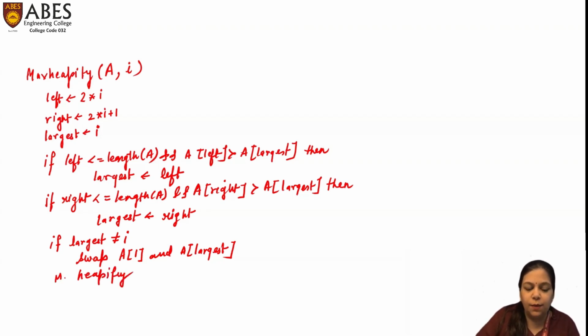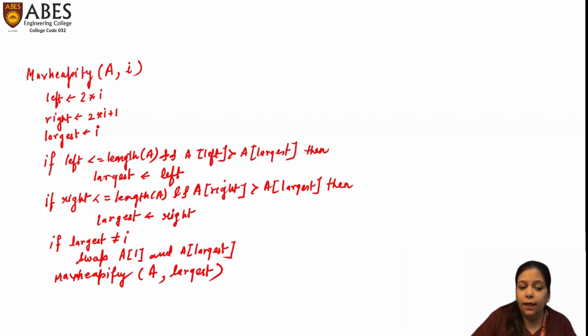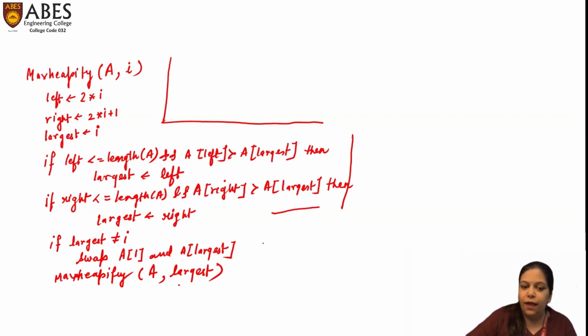The name of the function is max heapify. This can be done by again calling this max heapify function with the same array, but now we are heapifying the swapped value, right? And the swapped value is nothing but the value which is stored at index largest. So we have to heapify the array again with the node index largest. This is the procedure of heapifying any node.